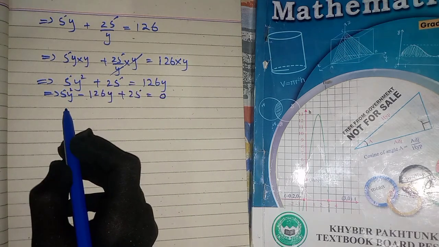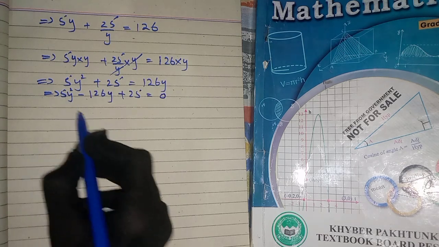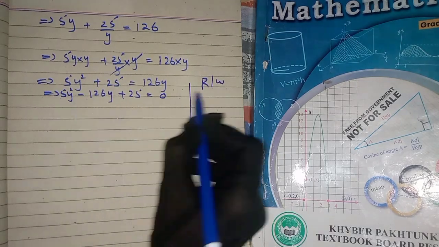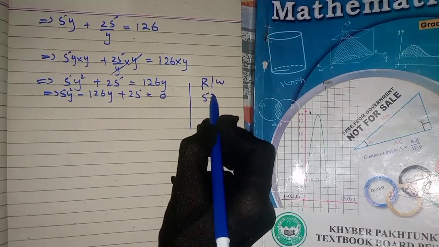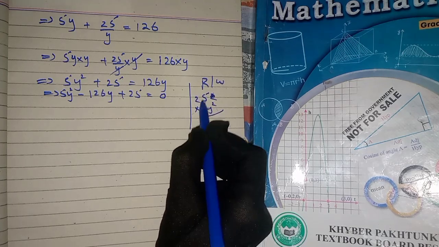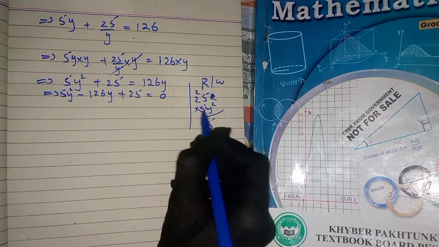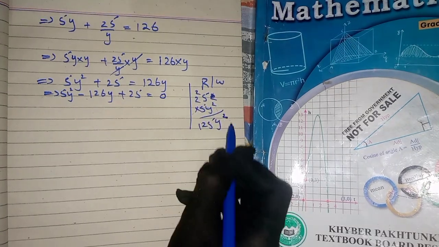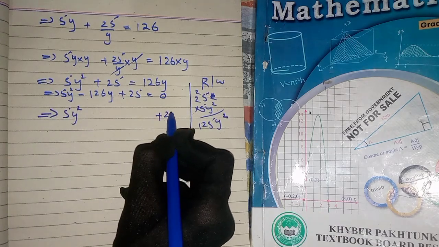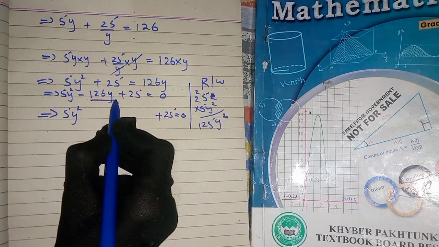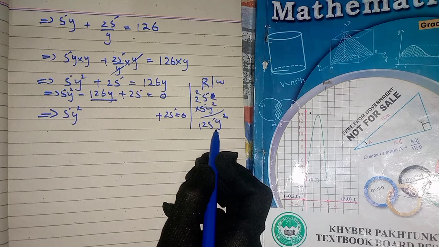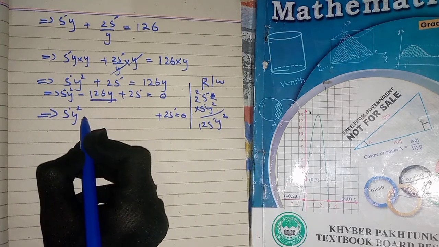Now we solve by factorization method. We multiply first and last term. It becomes 25 multiplied with 5y square. 5 5s are 25, 5 2s are 10, so 125y square. In factorization method, we write first term and last term as it is. And we break down the mid term. When we multiply, it becomes 125. And when we add and subtract, it becomes 126.